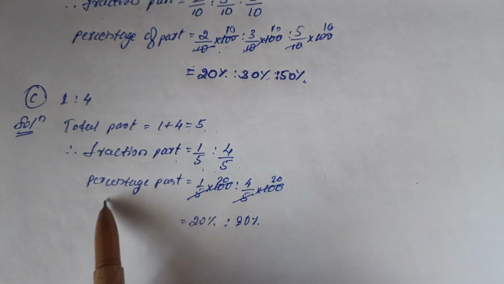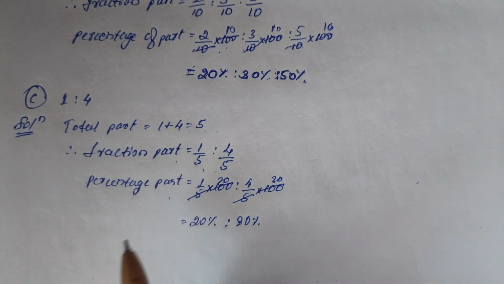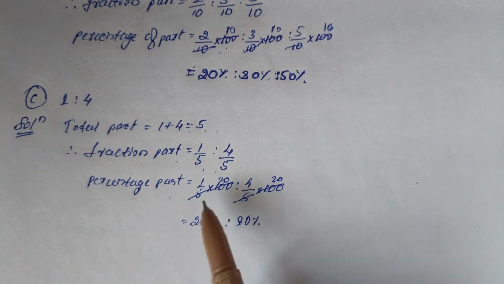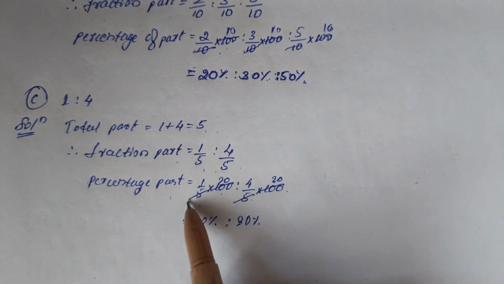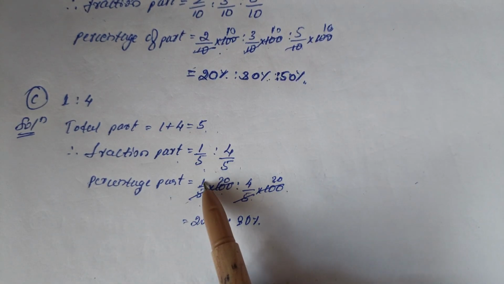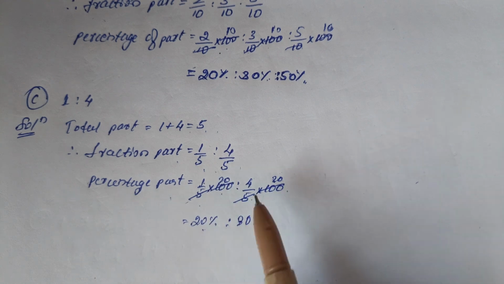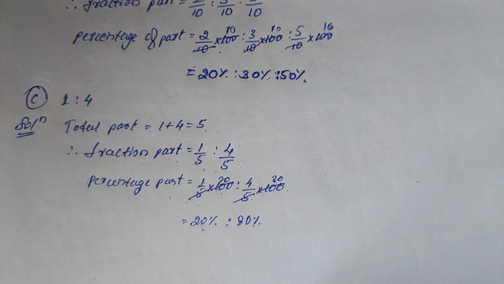Now the percentage part. Anything we want to find as a percentage, we multiply by 100. 1 by 5 into 100, 4 by 5 into 100. 5 ones are 5, 5 twenties are 100. So here it is 1 times 20 is 20, 4 times 20 is 80. So this is the answer.